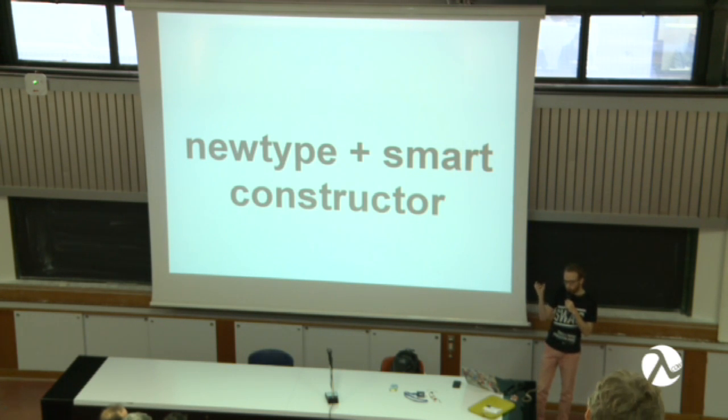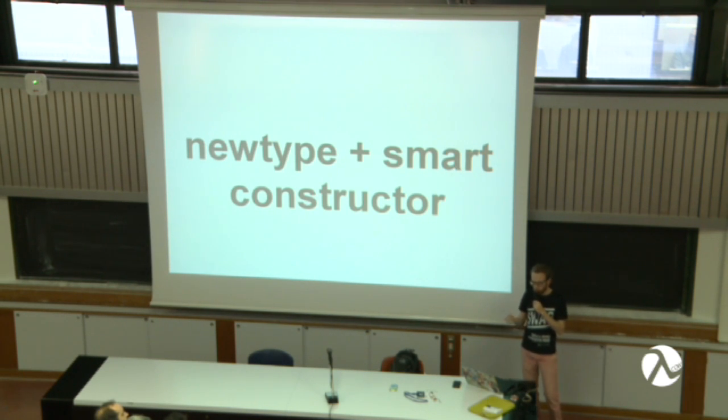And then the only way to have a value of type email is by having constructed it with this function. So when you have a value of type email, you're sure that it's a valid email. You can't construct a value without the check.